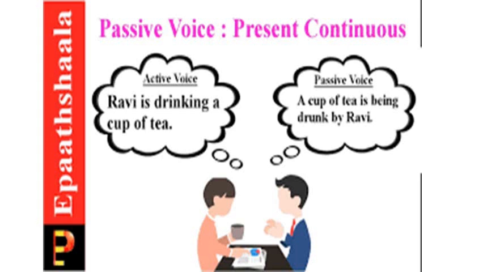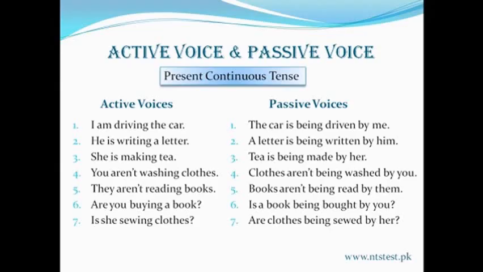Ravi is drinking a cup of tea. So a cup of tea, singular or plural? Singular. Is being. Why being? Because we have a continuous verb, so we must add being, to tell you that the action is being done right now. The action is being done. A cup of tea is being drunk by Ravi.